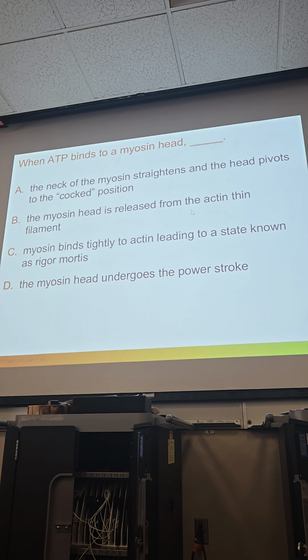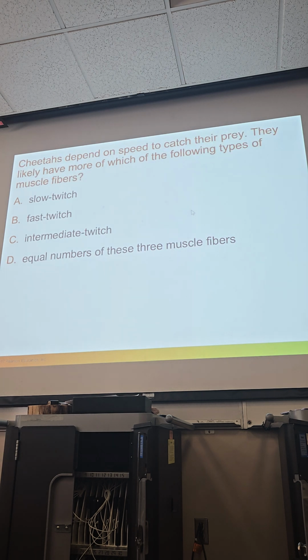So what is rigor mortis? No. Death is death. What is rigor mortis? Muscles bind constantly and cannot be released. Why can they not be released? There's no more ATP because you've already run out of ATP. Next question.